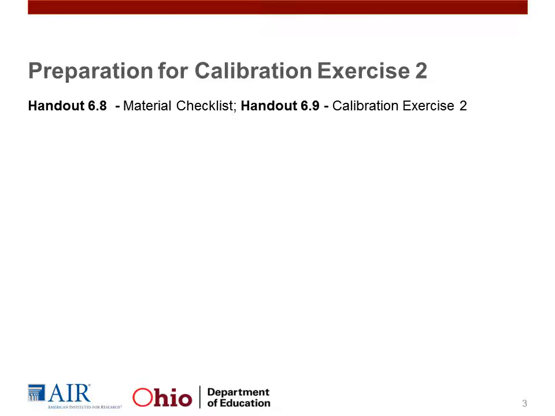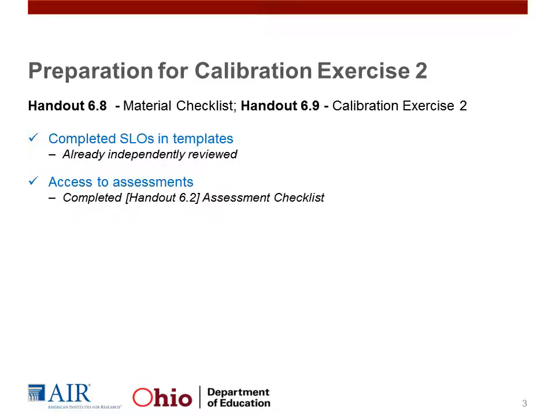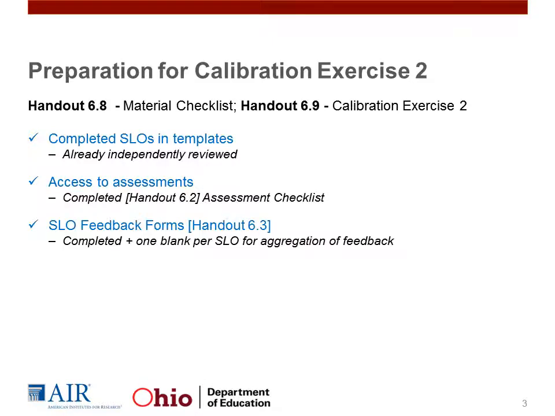When review committee members reconvene for the second calibration session to complete this exercise, the following materials should be available. The completed SLOs in their templates, reviewed during the independent review period, as well as the assessment checklist for each SLO, and access to the assessments included in each SLO. Copies of each review committee member's SLO feedback forms for use in discussion, as well as a blank form on which to provide an aggregation of reviewer comments for the teacher.